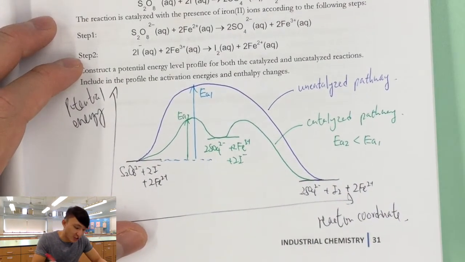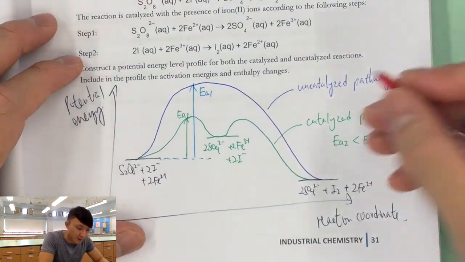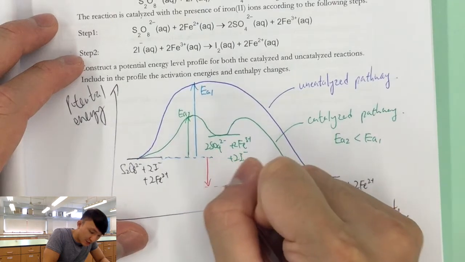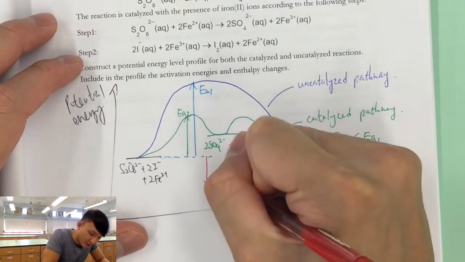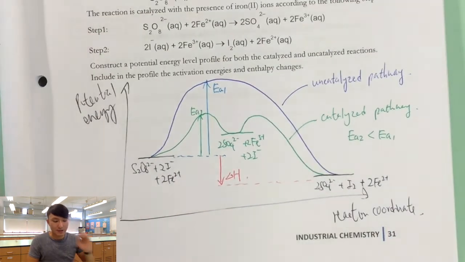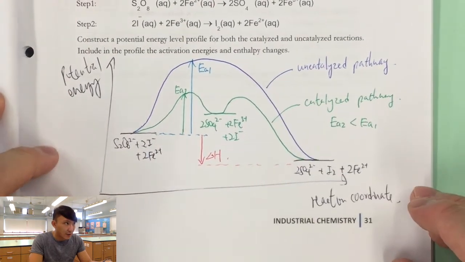For the enthalpy changes, no matter whether it is a catalyzed or uncatalyzed pathway, the enthalpy change is the same. So the delta H is over here for both pathways, because you know that a catalyst only affects the rate of reaction. It has nothing to do with the enthalpy change. The enthalpy change should be the same. So I will stop the video here.